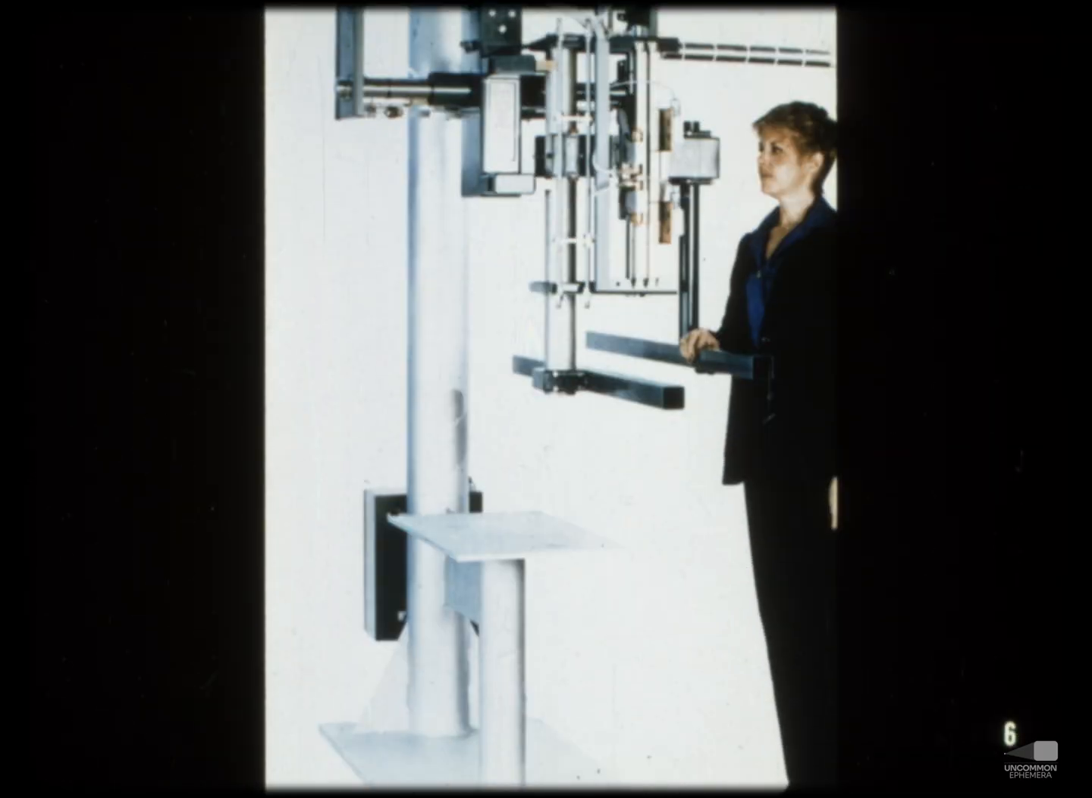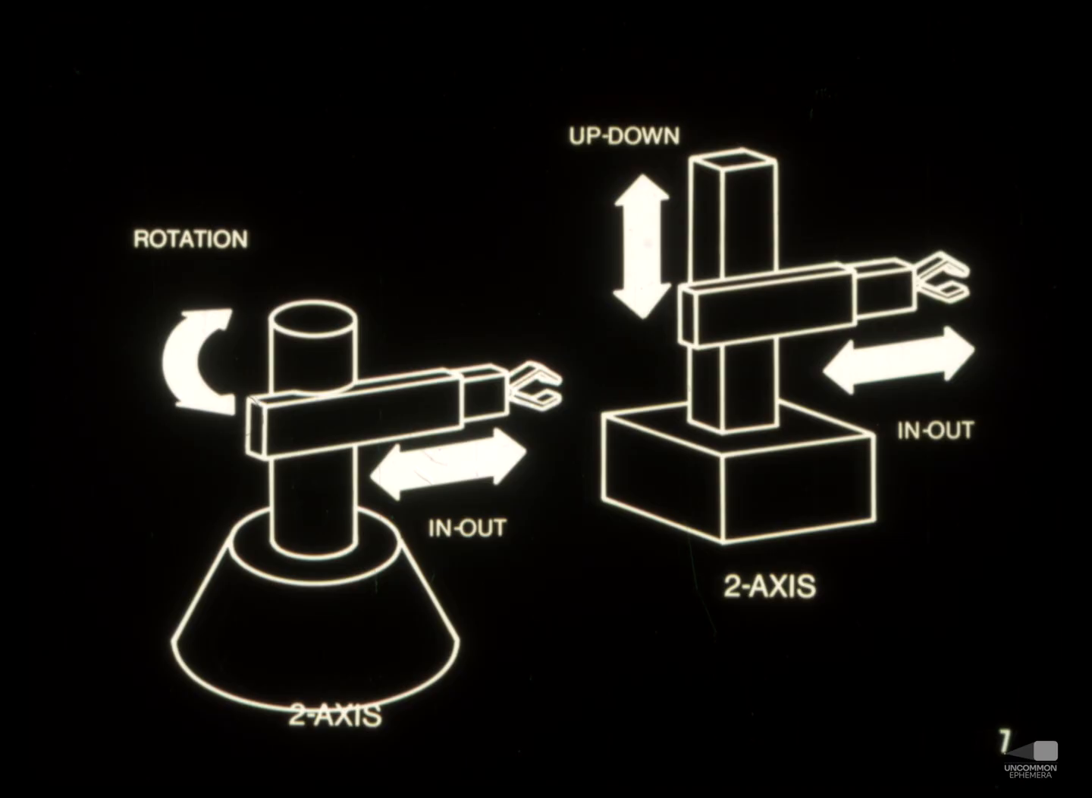Low-technology robots may have as few as 2 axes. These robots are capable of performing simple transfer operations and are often called pick-and-place robots. The 2 axes of a low-technology robot are shown here. The robot is mounted on the work surface and can rotate around its own central axis, as well as extend and retract its arm.